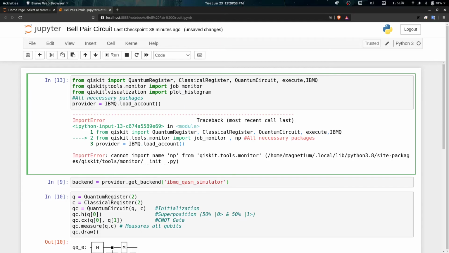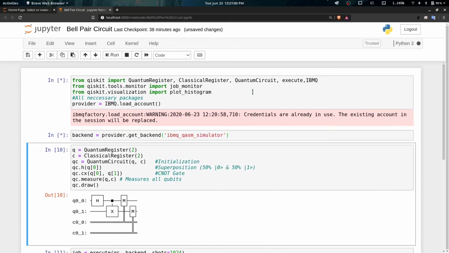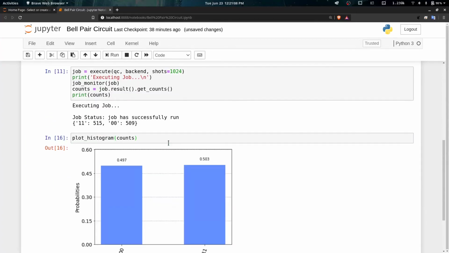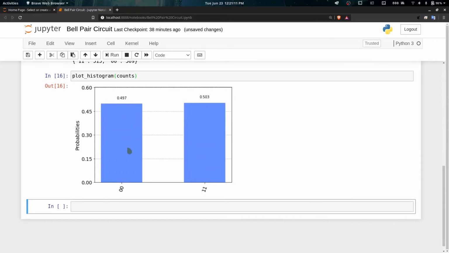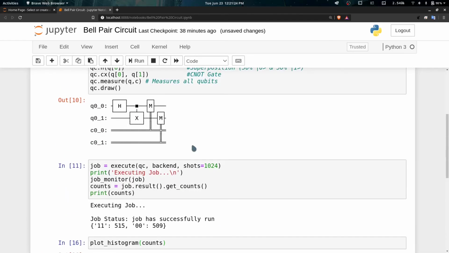So let me just run it again. Yeah, so now I think it should run. What we see here is a graphical representation of the same thing which we did above. It shows it on a bar graph, so you can easily see that it is in state 0 0 or state 1 1 with almost 50% probability.